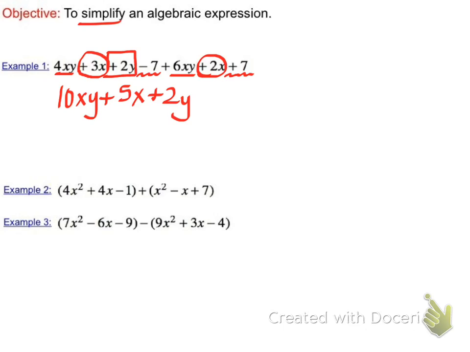Now here's where students often make mistakes with examples 2 and 3 when we start to have parentheses in there. Now example 2 says the group plus the next group. That's what parentheses mean. They group things. So when we're adding two groups, it really doesn't mean anything to have the parentheses because we're adding two groups. Now when we're subtracting two groups, that makes a big difference.